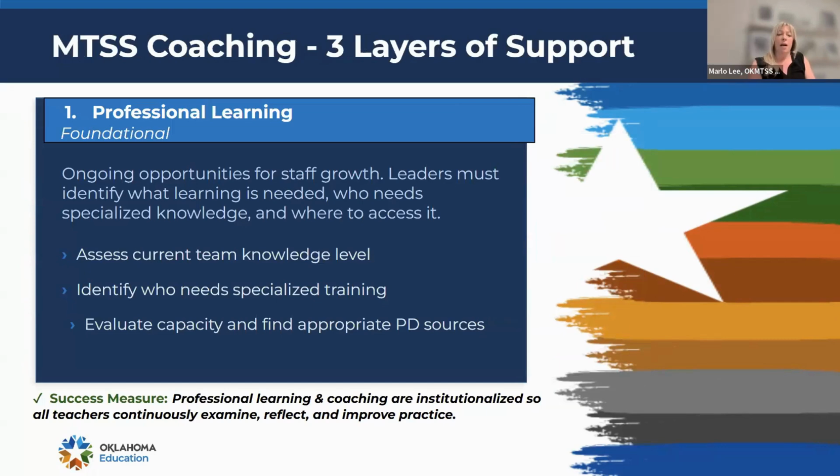And then we have our last component under our framework for leadership support, which is MTSS coaching. And we have 3 layers of support. Number 1 is professional learning. This is foundational, ongoing opportunities for staff growth. Leaders must identify what learning is needed.